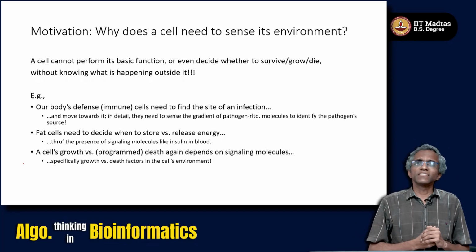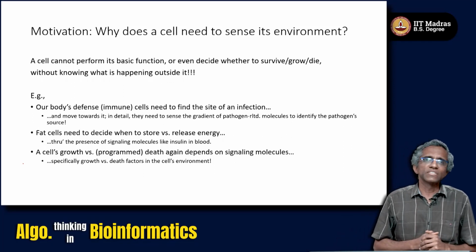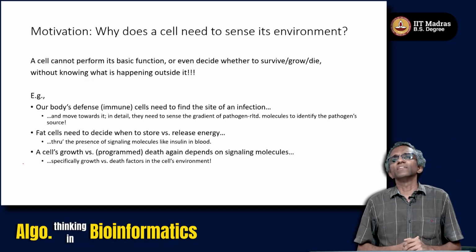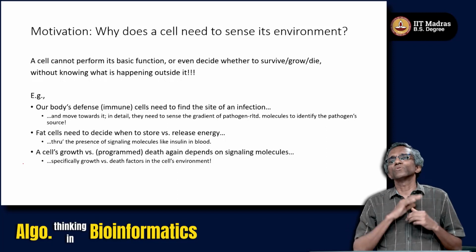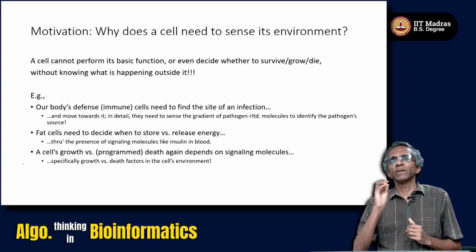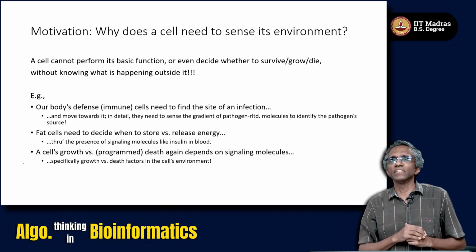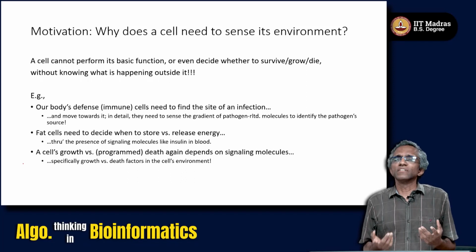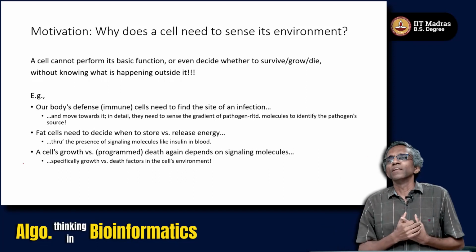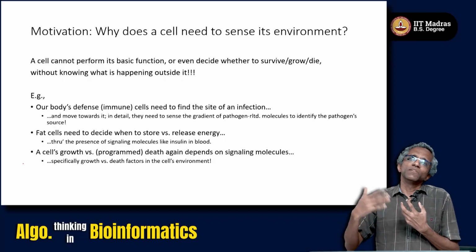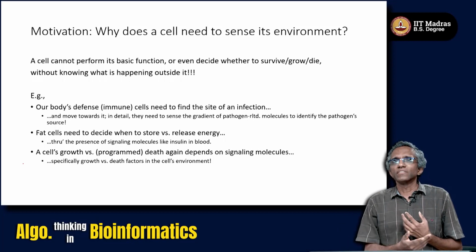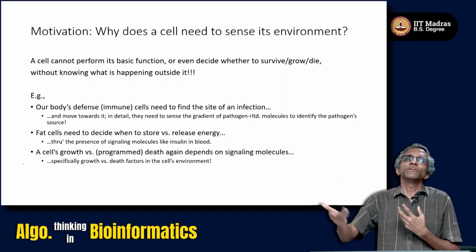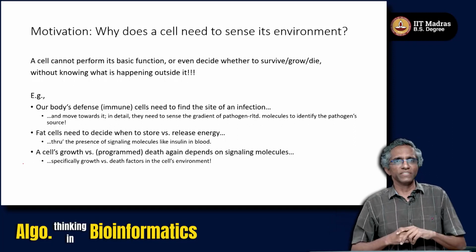Let us take an example of the body's defense cells or immune cells. The immune cell has to identify the sources of infection, then migrate towards those sources, and then act upon the bacteria or virus or whatever other pathogen is causing the infection. It cannot do this job if it does not know what is outside the cell, because it needs to constantly monitor what is happening outside to figure out where the molecules being shed by these bacteria are coming from, and then migrate towards that region.